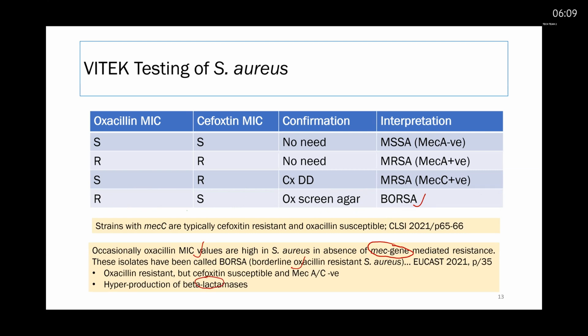There may be occasional point mutations, but it is usually due to hyperproduction of beta lactamases. They are not MEK mediated, so MEK-A as well as MEK-C gene is negative. Because it is not MEK mediated, that's why cefoxitin most of the time comes as susceptible, because cefoxitin is more accurately a marker of MEK resistance.